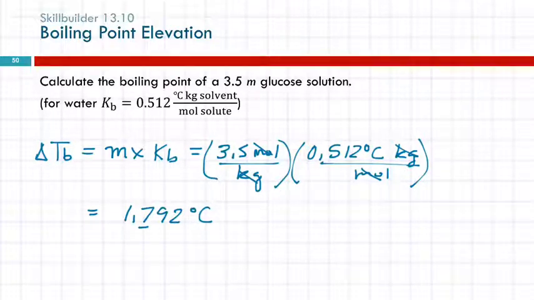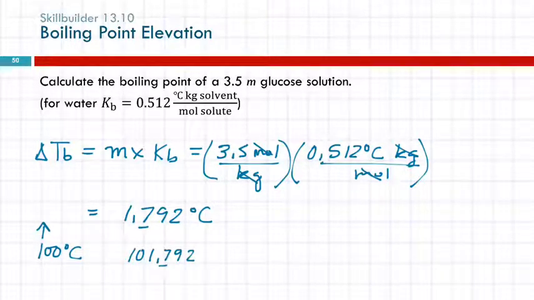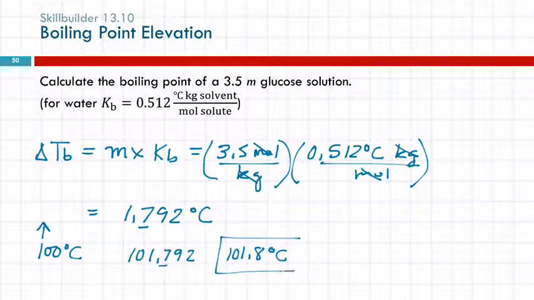What's the normal boiling point? 100. So the normal boiling point for water is 100 degrees Celsius. Is this going to make the boiling point go up or down? It's going to go up. So we're going to add 100 plus this. So we're going to get 101.792. And we would round that to 101.8 degrees Celsius is the boiling point of that solution.